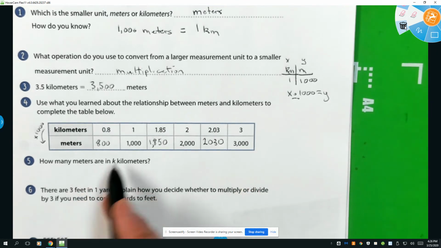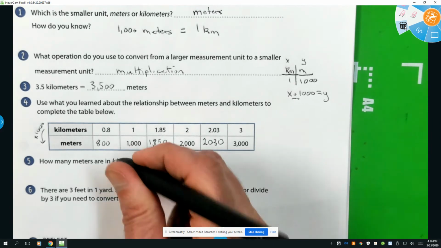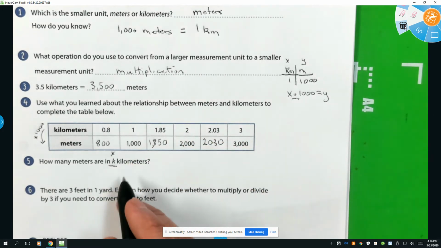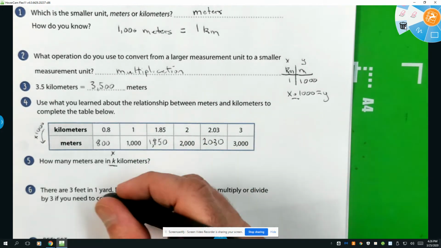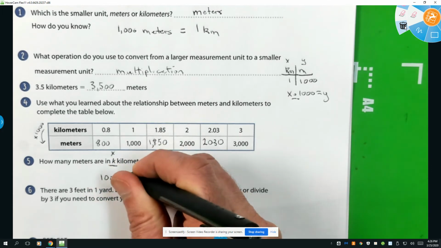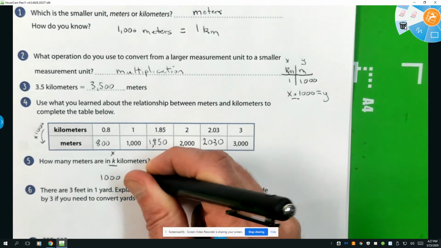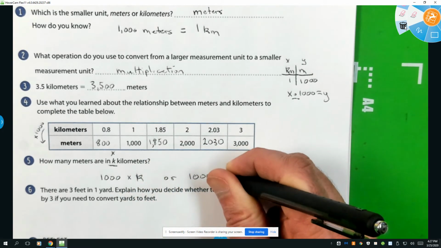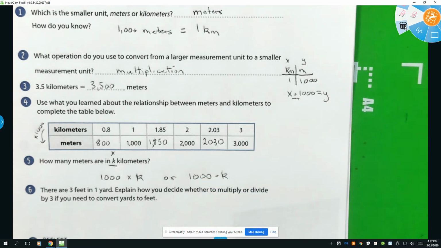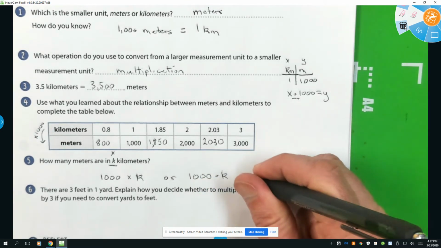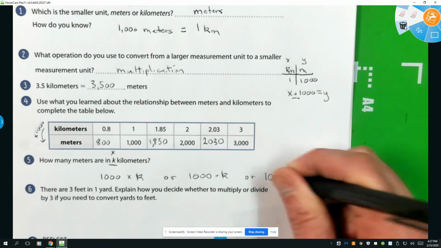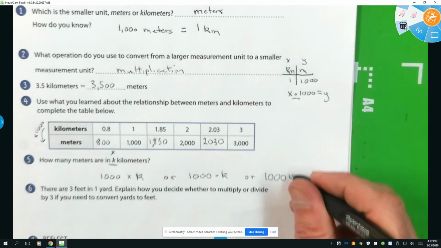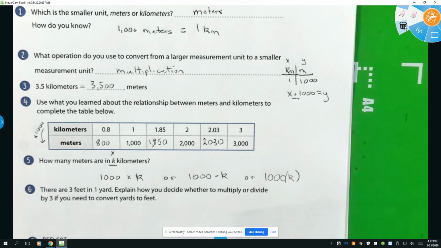Okay, how many meters are in K kilometers? And K is just a fancy way of using X again. So how you would figure that out, it would be 1,000 times K. Okay, or you could have written it this way, 1,000 algebraically times K. Another way you could have done it is just 1,000K. Remember, if a letter touches a number, you're going to multiply. If you're one of those control freaks, you can put it in parentheses.